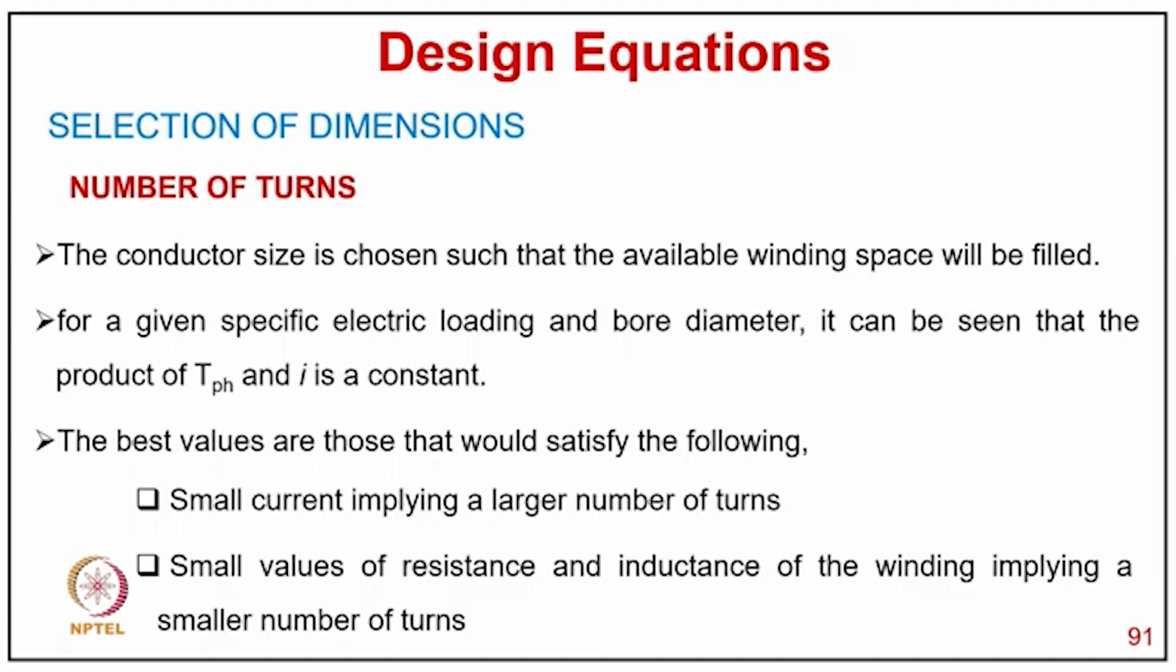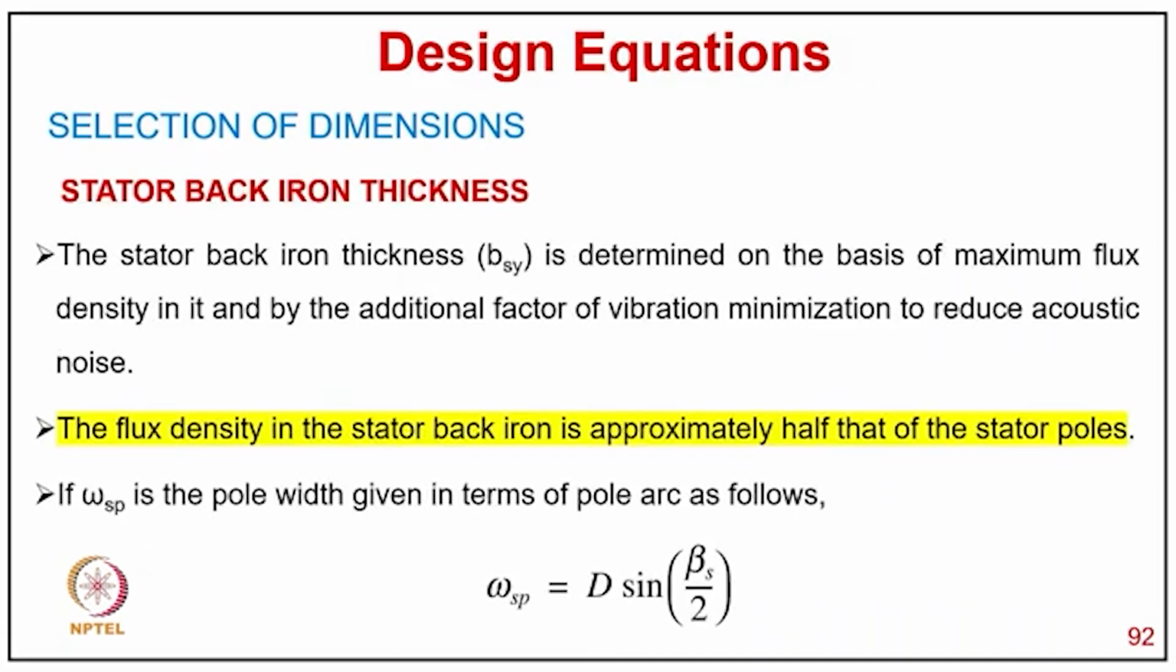The winding implies a smaller number of turns. Now coming to stator back iron thickness calculation. Stator back iron thickness is determined on the basis of maximum flux density in it and by the additional factor of vibration minimization to reduce the acoustic noise.